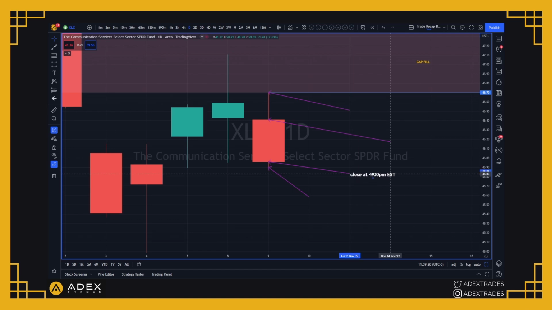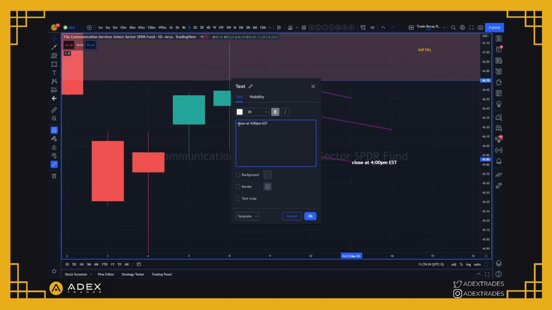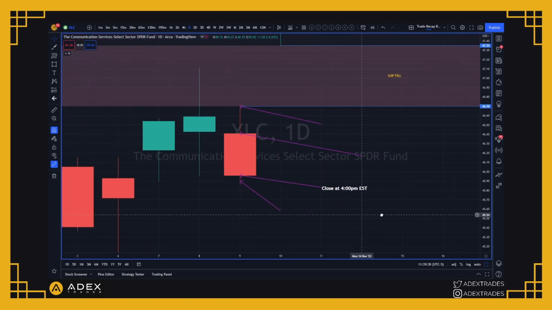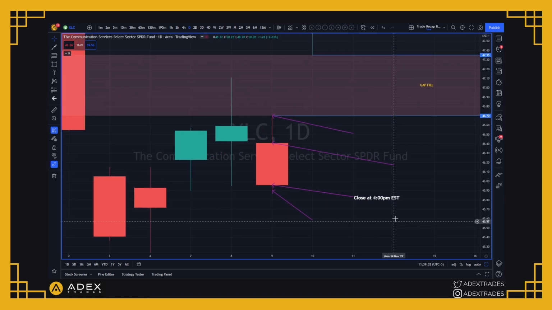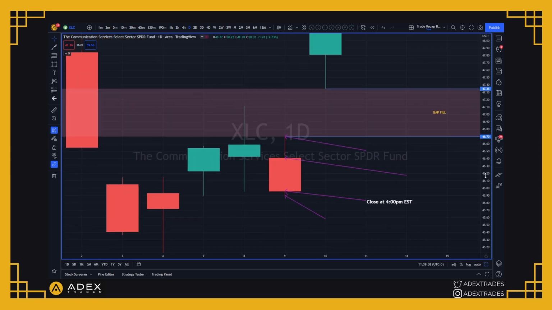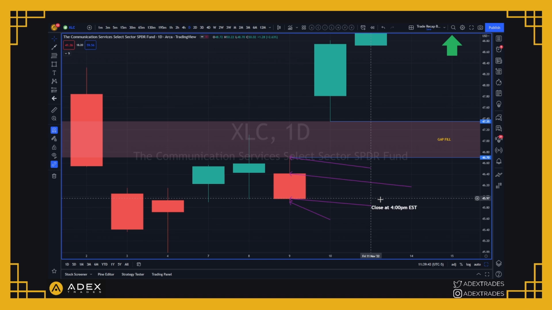this was the close, sorry, because this was a close at 4 p.m. Eastern time. This is where you have to pay attention, okay? Because the next day you can see that for XLC, or the communication sector, we gapped up in price.